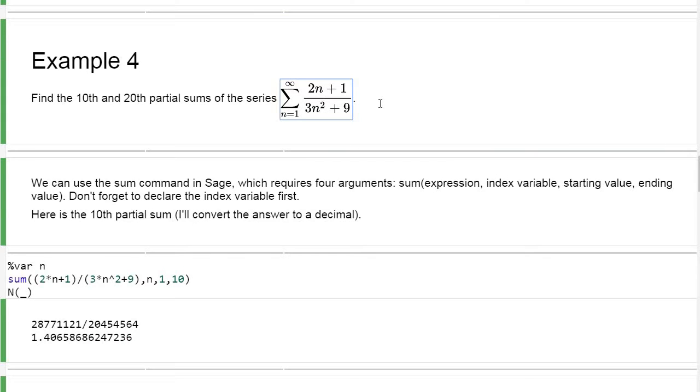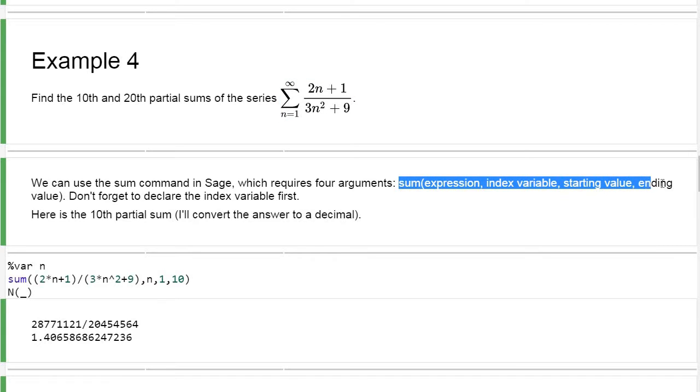Okay, so here's an example of finding the partial sums. I give you this series, find the 10th and 20th partial sums of this series. One way to do this is with Sage's sum command, SUM, and the sum command takes 4 arguments. It's an expression that you want to add up. That's this thing inside here. The index variable, in this case n, where n starts and where the index variable ends.